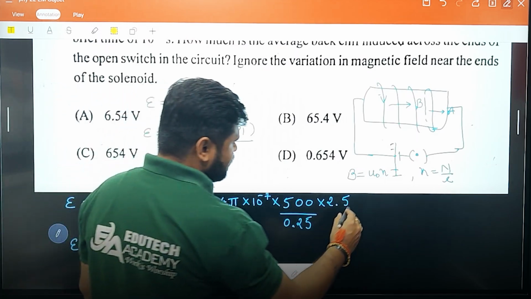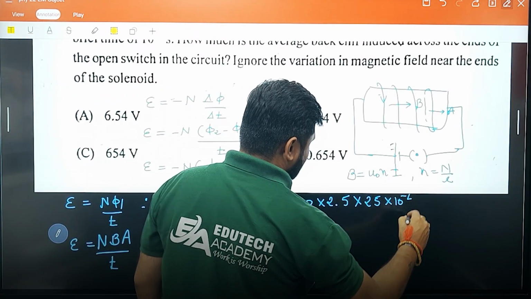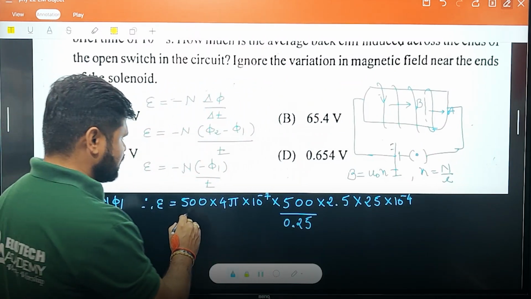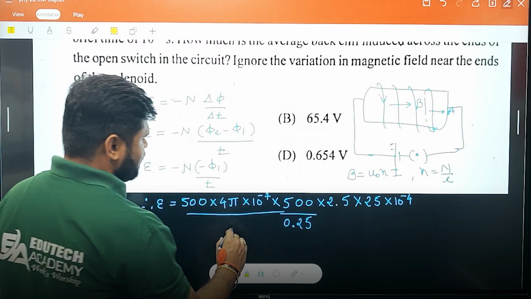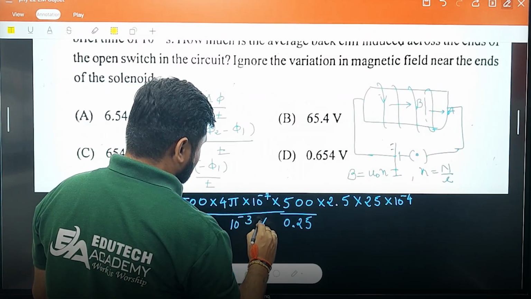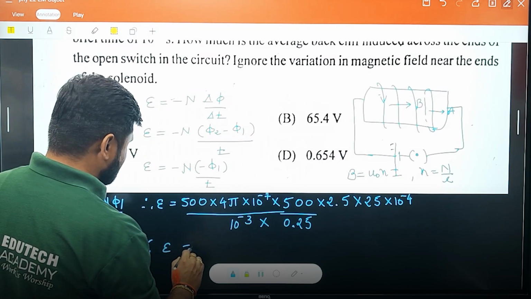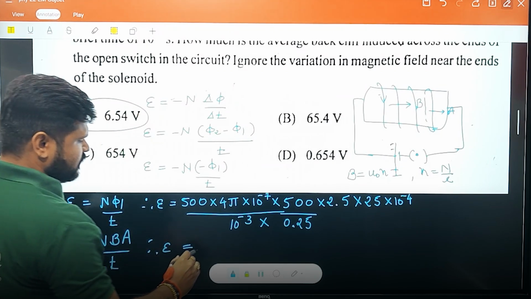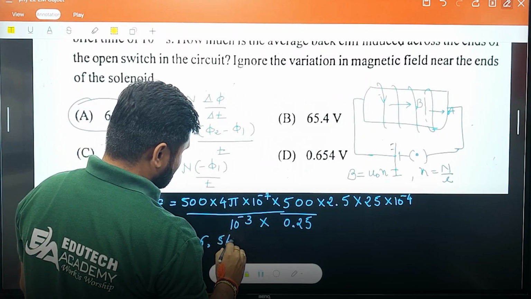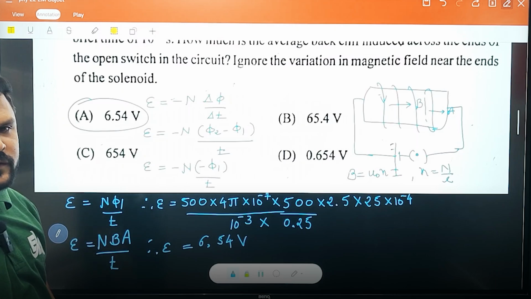Now the area is given as 25 centimeter square, so 25 into 10 raised to minus 4. We have converted it into meter square, divided by time. Time is given as 10 raised to minus 3 seconds. Now you have a calculator, you can solve it, and when you solve it, you will find that the answer is 6.54 volt. So the answer of the first MCQ is 6.54 volts. This is the solution of the first MCQ.